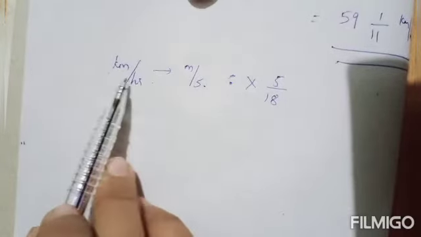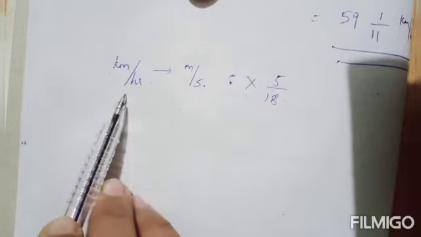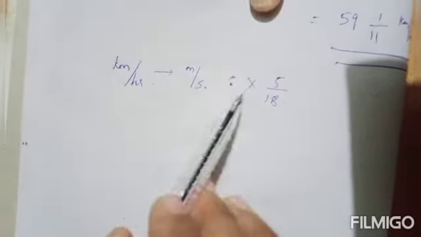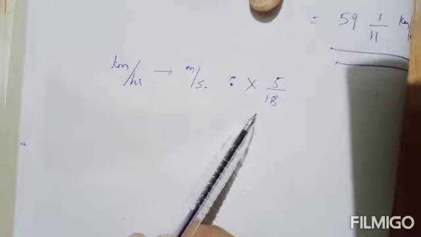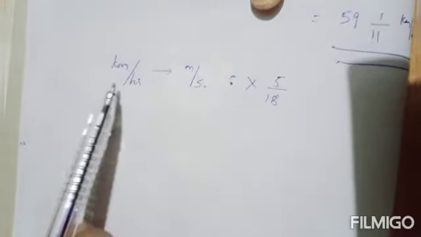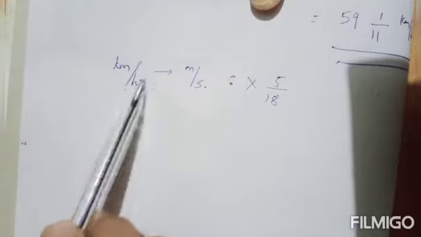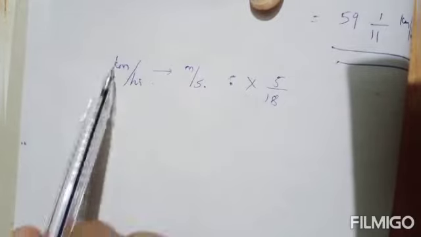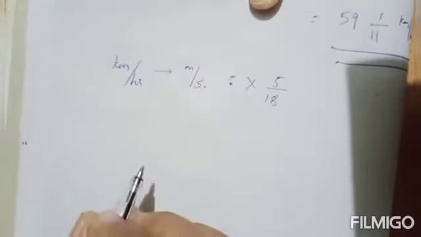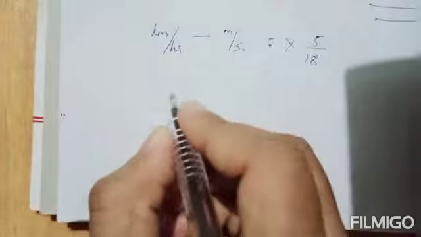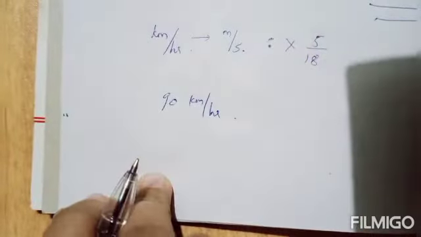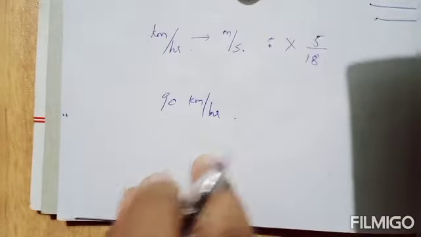Okay. So if you are converting kilometer per hour to meter per second, what to do is just multiply by 5/18. The question will be given in kilometer per hour, and you multiply by 5/18. Then you can convert kilometer per hour to meter per second. Just take an example: 90 kilometer per hour. You have to convert this to meter per second.